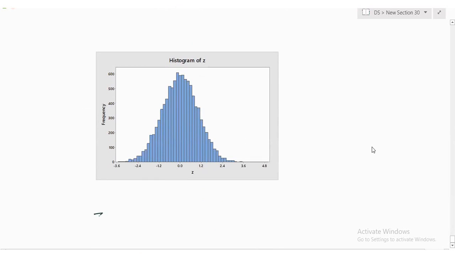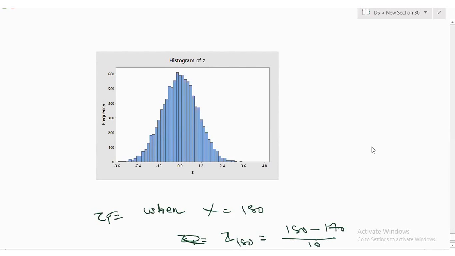Z1, I am calling it Z1. When X equals how much? 180. Find out the Z value. I am calling it Z1, or let's call it Z180. How much is that value? X minus mu, 180 minus mu. Mu is how much? 170, divided by 10. So how much is this? 10 divided by 10. This is 1. So corresponding to that, this is 1. Around 1 here.